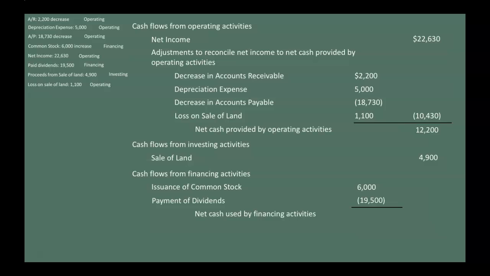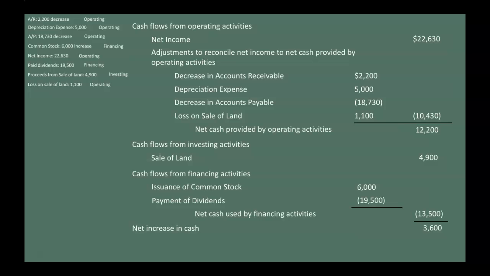So with those two, we can find our net cash used by financing activities, which is a negative $13,500. So since that $13,500 is a negative number, that's why we see the net cash used by financing activities rather than net cash provided. Once we have those, we can then find the net increase or decrease in cash. In this case, it's a net increase of $3,600.